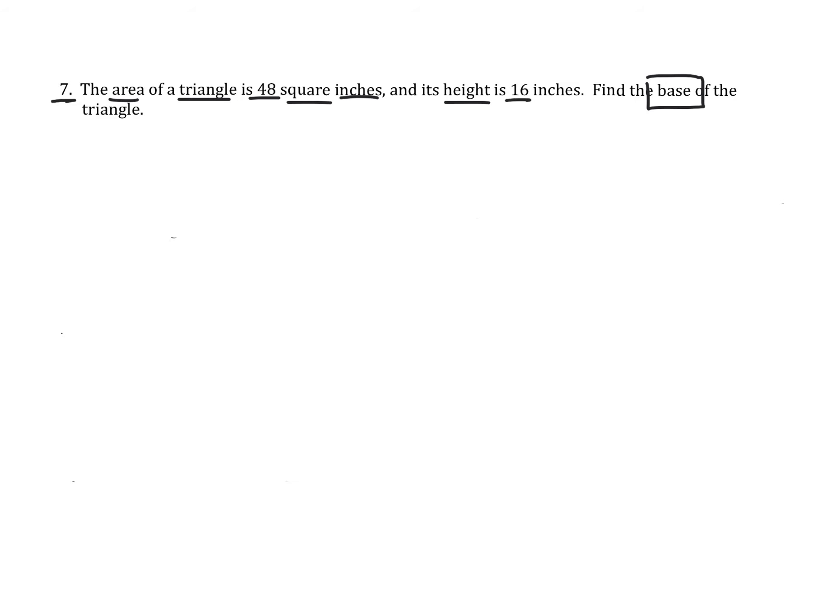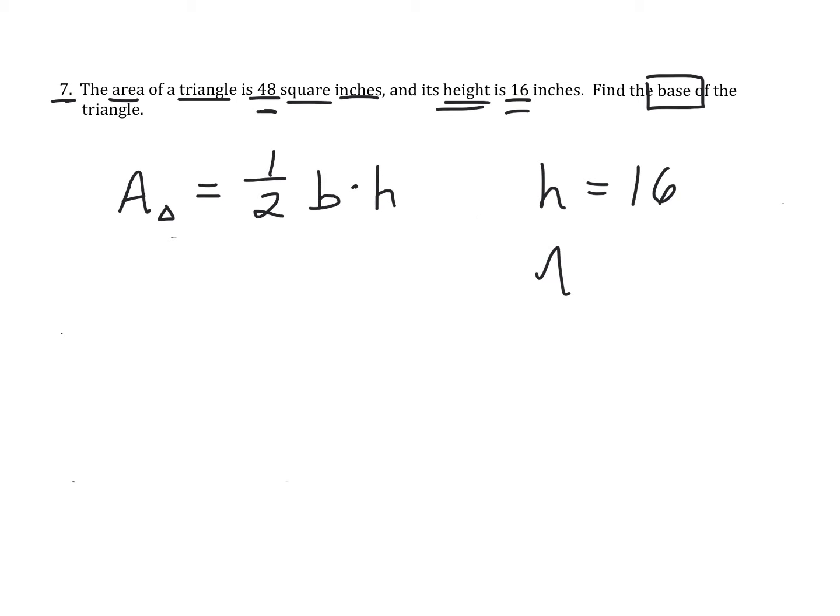So let's start with our formula for the area of a triangle. I know it's 1/2 base times height. Now they specifically tell me my height is 16 inches, so I already have that down. And they also tell me that my area is 48 inches squared, or square inches. So let's take this information, my height and my area, and plug it into my formula.